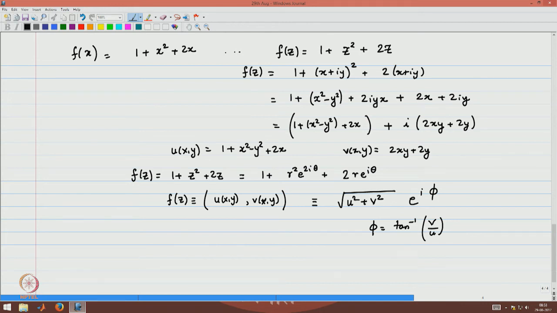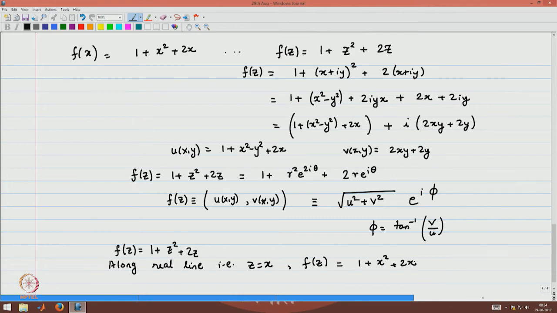Now, what you notice is that f of z is equal to 1 plus z square plus 2 z. Okay. So, along the real line, that is z equal to x, f of z is equal to 1 plus x square plus 2 x.